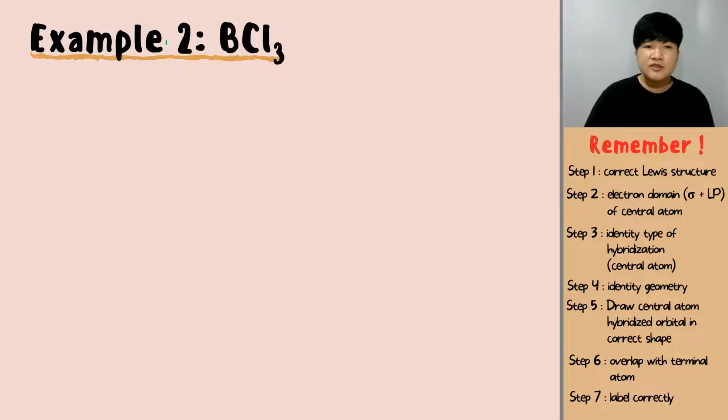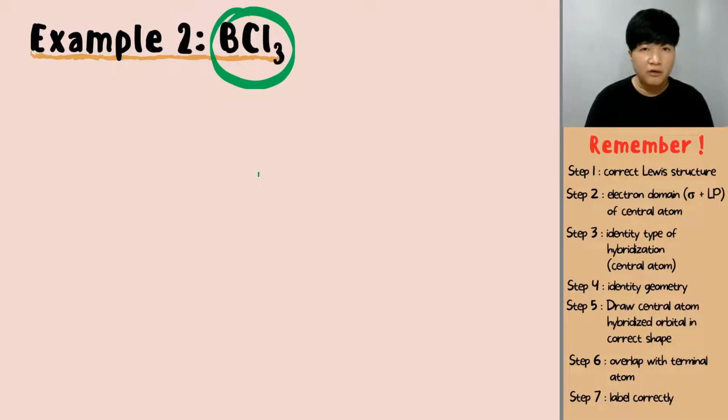Alright, let's try another example, BCl3, boron trichloride. So as always, guys, let's start off with the total valence electrons and the correct Lewis structure.